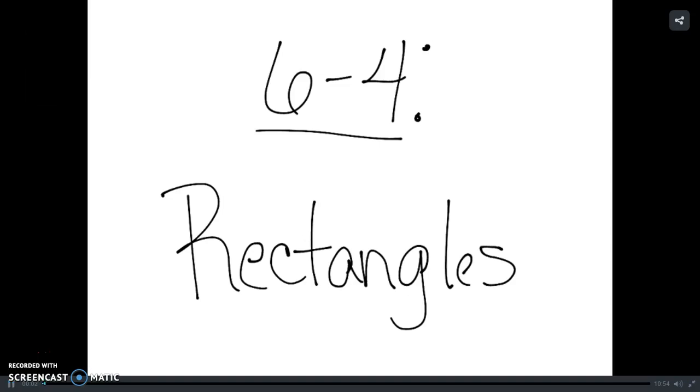Today we're going to be talking about rectangles. Rectangles are a type of quadrilateral, and they're also a type of parallelogram. So we're going to review the properties of a rectangle.